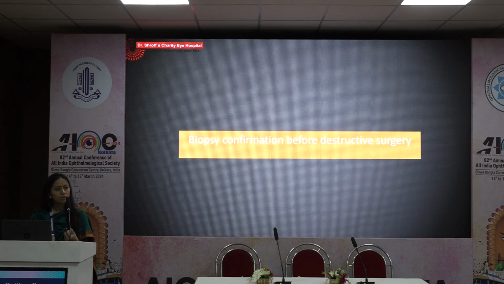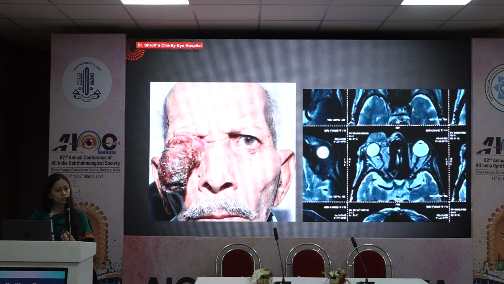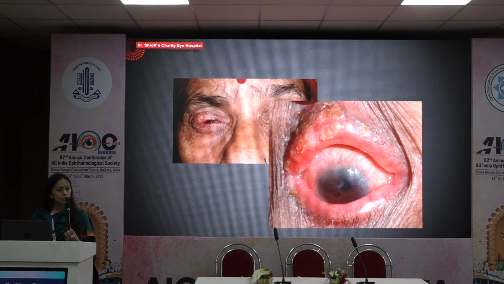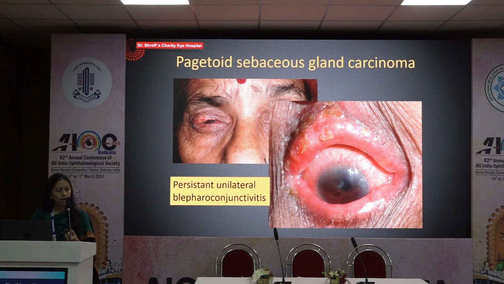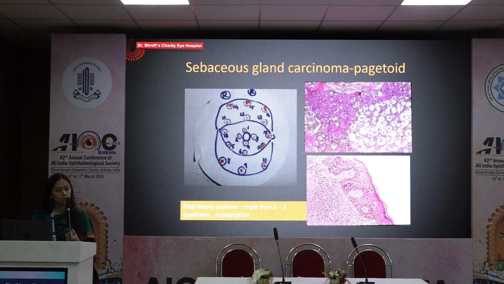Sometimes we know that it's a frank malignancy, but if you are planning a destructive surgery, like in this situation, there is no doubt about the diagnosis. But again, just to get a confirmation, because we'll be planning an exenteration for him, you might have to go for an incision biopsy. So other situation where you go for incision biopsy, Dr. Anirban already mentioned about it, the pagetoid variant of sebaceous gland carcinoma, which can present like a diffuse blepharoconjunctivitis without any visible eyelid mass, where you don't know what is the extent of the tumor. And when we do a biopsy here, what we do is something known as MAP biopsy. Why do we do a MAP biopsy?